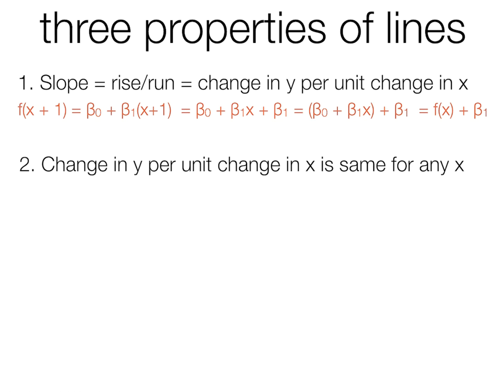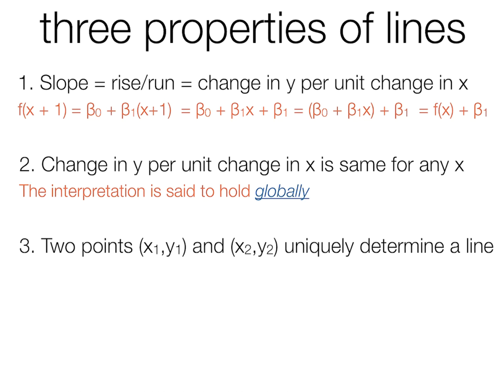Second, a change in y per unit change in x is the same for any x. What do I mean by that? I mean that the interpretation of the slope of the line holds for any x, okay? This interpretation is said to hold globally, meaning regardless of what x is, the interpretation of beta 1 is the same. Importantly, this is only true of lines.